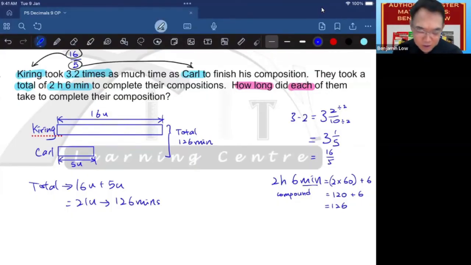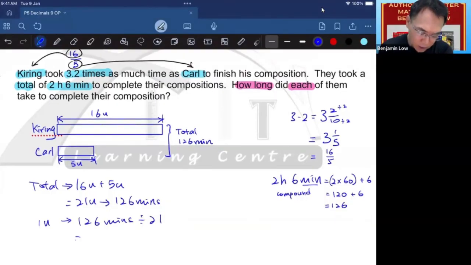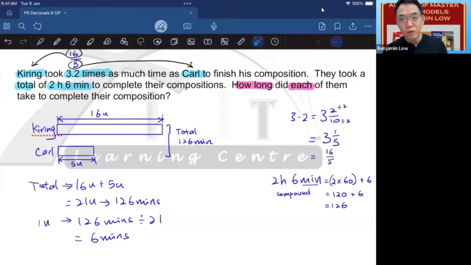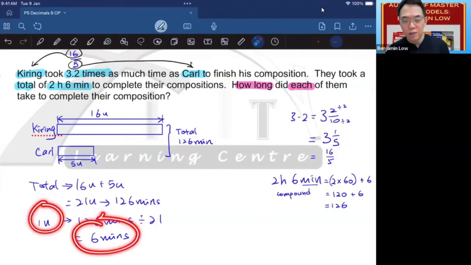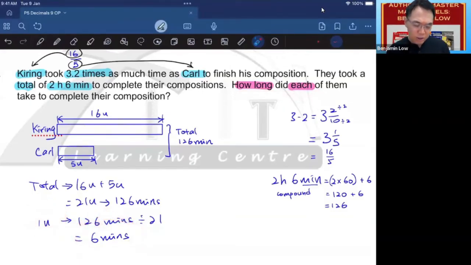The answer is to find 1 unit, right? Okay, so to find 1 unit, we take 126 and we divide this by 21. And this will give us 6 minutes. Okay, this means that 1 unit is therefore 6 minutes. And the question is, how long did each of them take? So there are 2 answers here, since it's each of them, right? So the first one is Kiring, the second one is Carl. Go ahead and find it, and when you're ready, come back and watch this video.